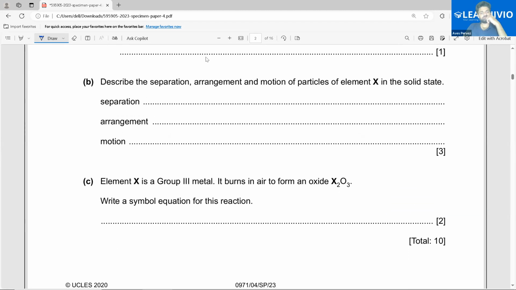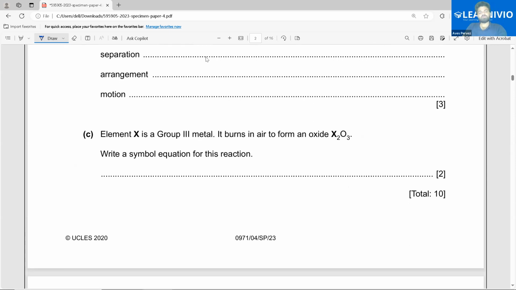Separation: tightly packed together. Motion: it vibrates in place. They vibrate about their mean position, and they have less kinetic energy. And for separation, they can be separated by applying heat. Okay, latent heat.